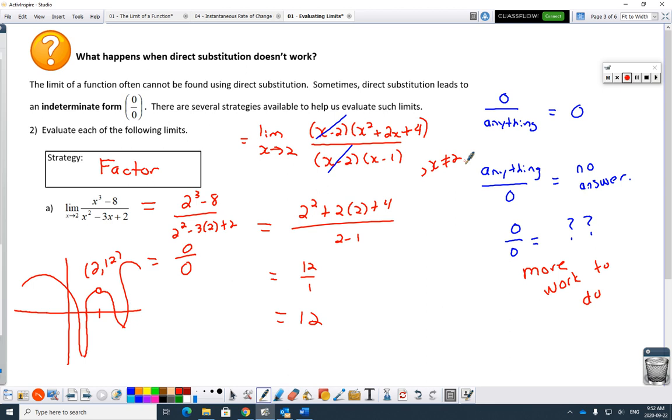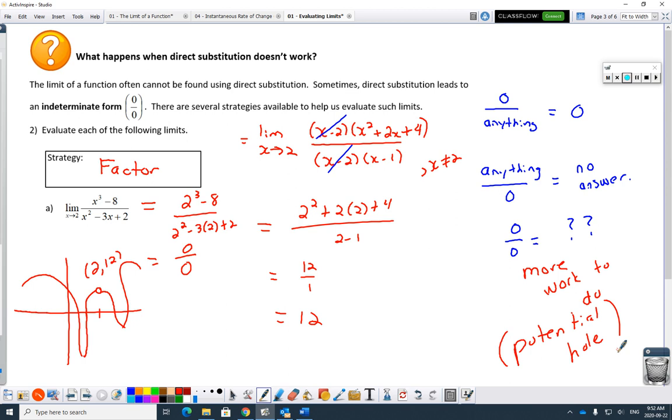Maybe 0 over 0 doesn't mean more work to do. Maybe it means potential hole. And I say potential because there will be questions that come up along the way that still can't be done. There's no amount of techniques that allow you to find the limit, even though it's 0 over 0. Not the ones you're going to see. The ones you're going to see will always have a method to solve.